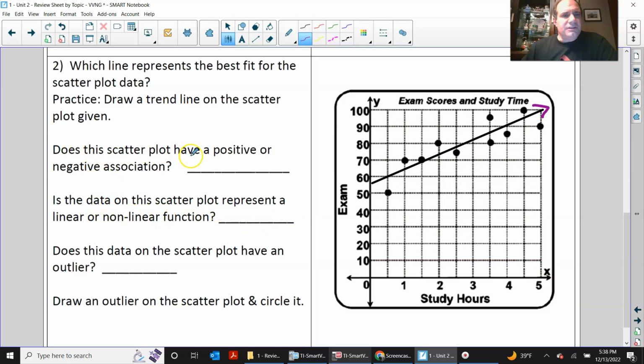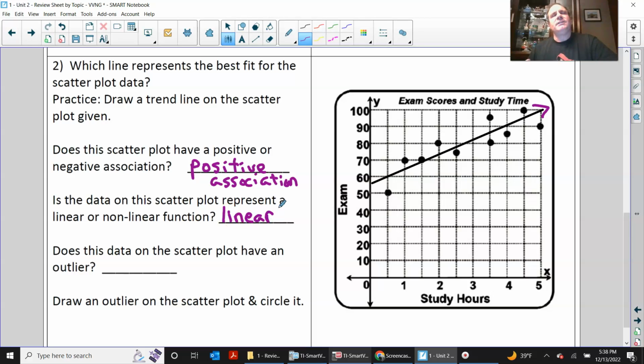All right. Does the scatter plot have a positive or negative association? That is going up from left to right, so it is a positive association. Does the data on the scatter plot represent a linear or nonlinear function? It is a linear function.